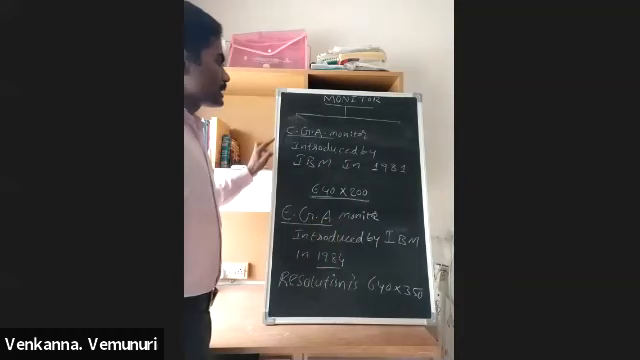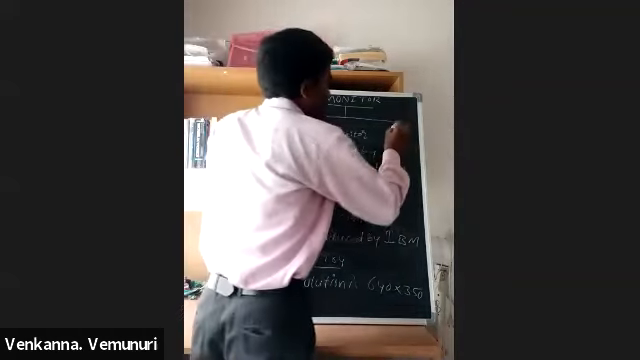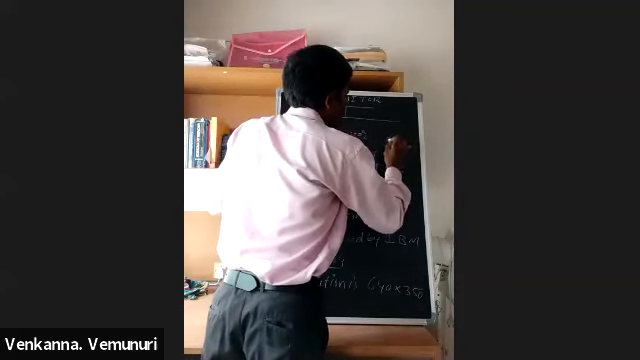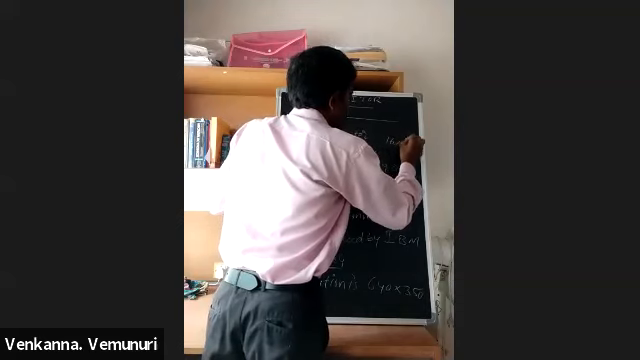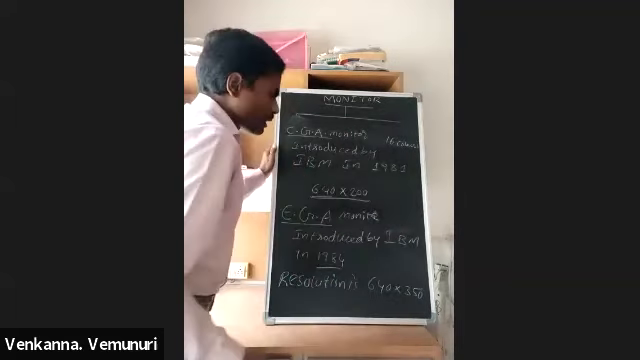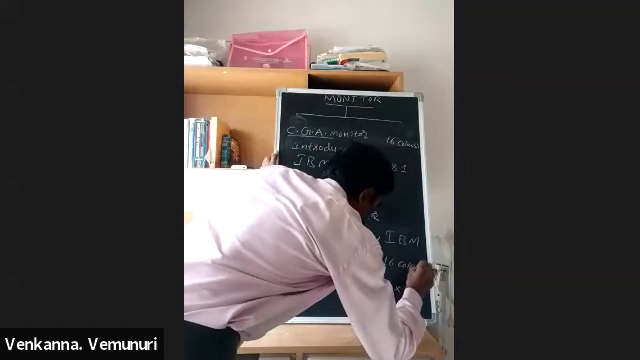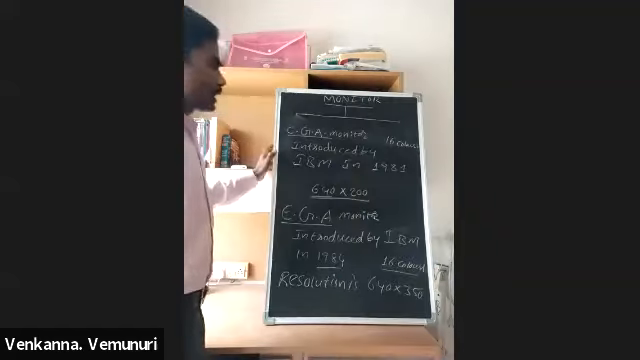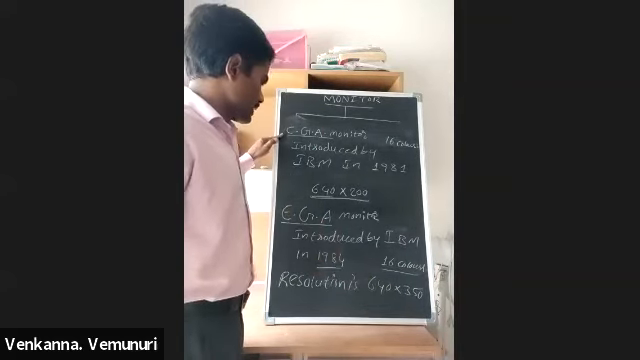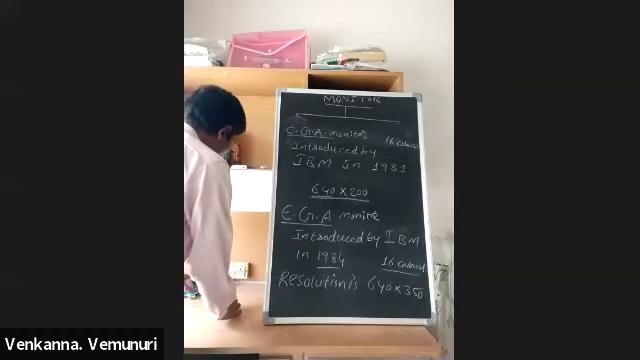This color monitor produces only 16 colors. In this monitor we are seeing only 16 colors, and in the CGA monitor also only 16 colors. But compared to this, here the resolution is more. First one is the CGA monitor, second one is the EGA monitor, and another one is the VGA monitor.